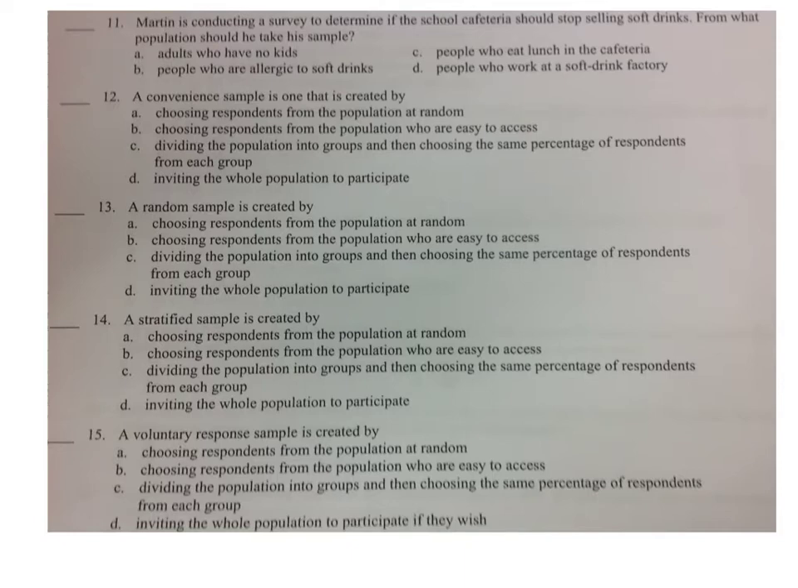If Martin is conducting a survey to determine if the school cafeteria should stop selling soft drinks, from what population should he take a sample? Sample is a word you guys should know from doing your vocabulary list. Would the sample be from A, adults who have no kids, B, people who are allergic to soft drinks, C, people who eat lunch in the cafeteria, or D, people who work at the soft drink factory? So what do you guys think it is?